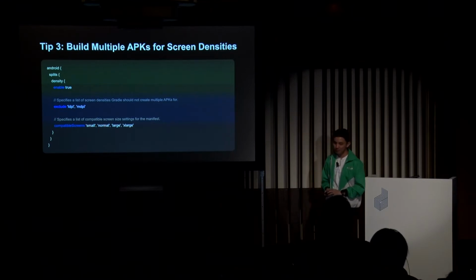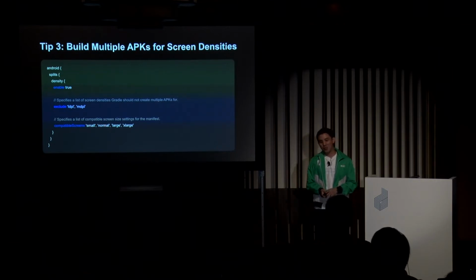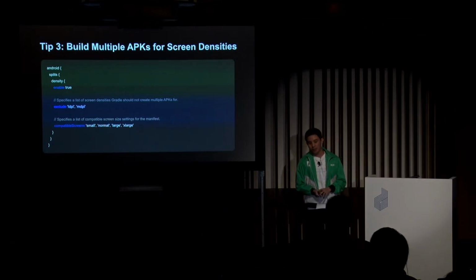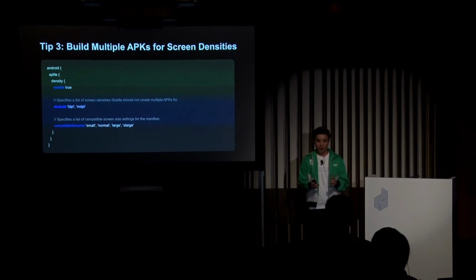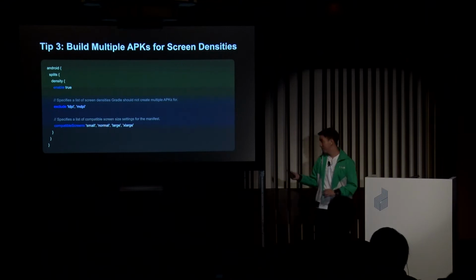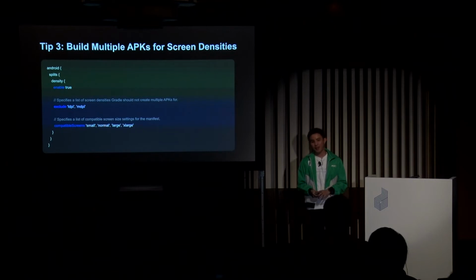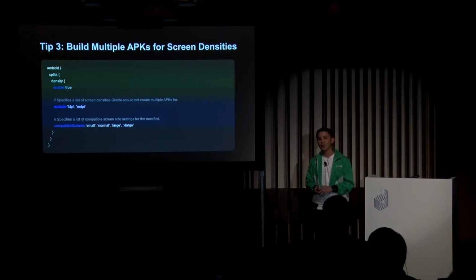Tip 3 is to build multiple APKs for screen density. By default, Android Studio will build a universal APK, just one APK for you. And that one APK will include all screen densities, low, medium, high, for example. So in this tip, you can specify the screen density that you would like to take care of.